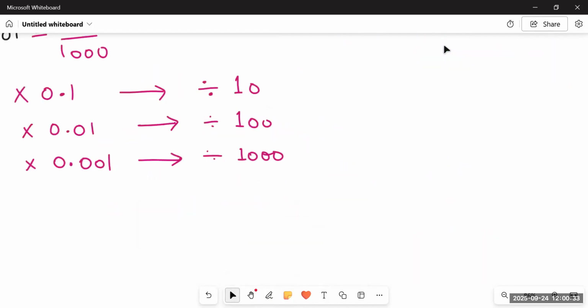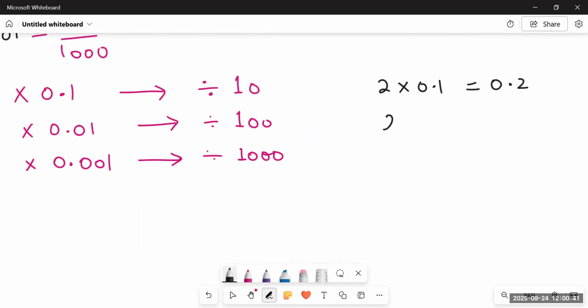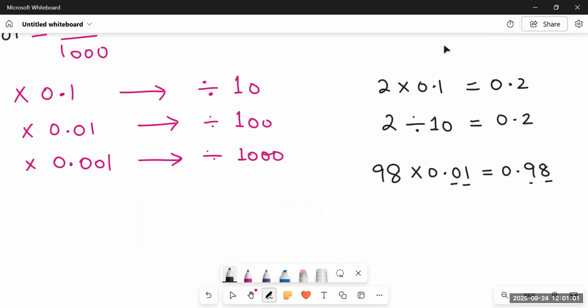It's like if I multiply 2 with 0.1, it becomes 0.2. And similarly, if I divide the same number 2 by 10, it gives me the same answer, that is 0.2. Similarly, if I have the number 98 and I have to multiply it by 0.01, it gives me 0.98. Since there are two decimal places, I have to put the decimal before two digits. It's equal to dividing the same number by 100, so it also gives me the same answer. That is all we have to do in this exercise.